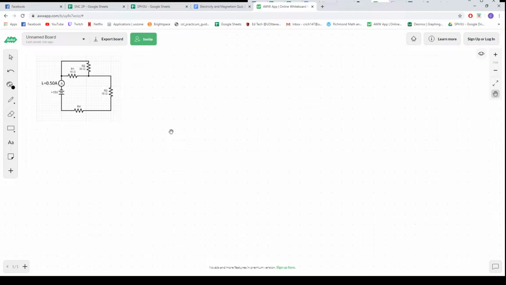Alright, so here is the circuit from the most recent quiz, and we're going to solve for everything. So the goal here is to solve for V1, V2, V3, V4, then we also need to solve for our currents, I1, I2, I3, and I4. And in this one, we are missing a resistor as well, so R4.